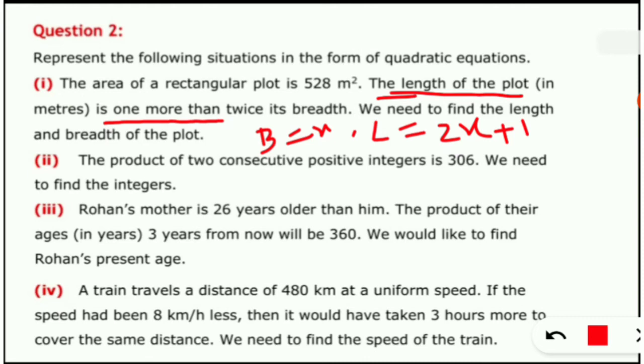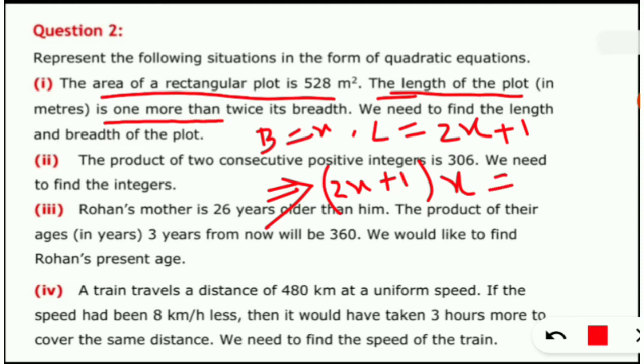Here also given the area of the rectangular plot is 528 meters squared, that means (2x + 1) into x equals 528, because we know that the area of a rectangular plot is length into breadth. So here is length into breadth equals to this, the area given. Now see the answer.